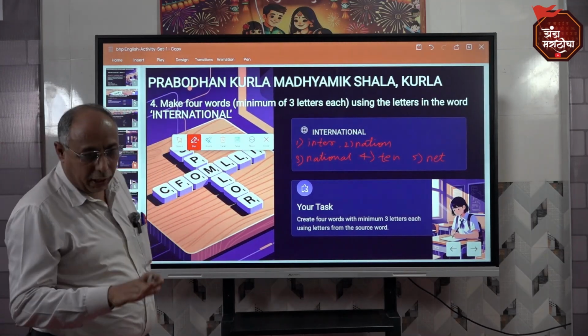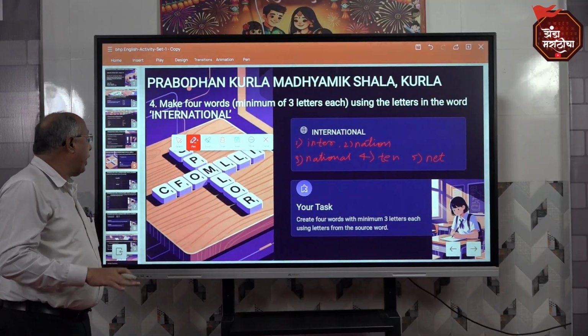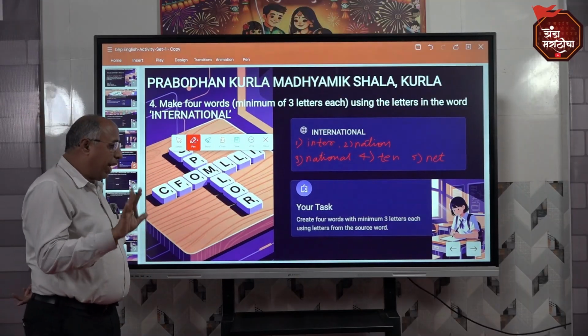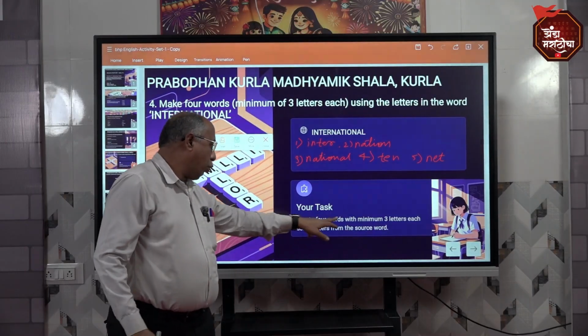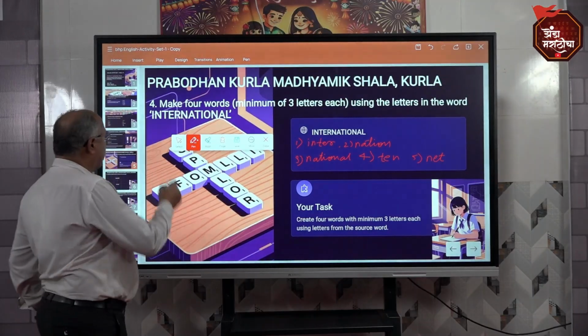Each word carries half a mark. Half into 4 is equal to 2 marks. This activity will also carry 2 marks. This is also a very simple activity, and your task is: create 4 words with a minimum of 3 letters each, using letters from the source word. The source word is international.